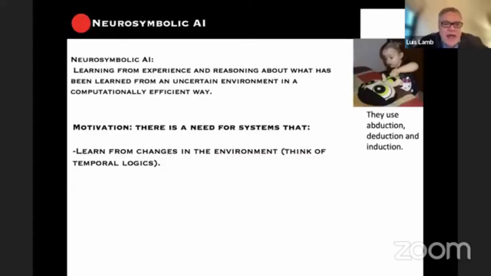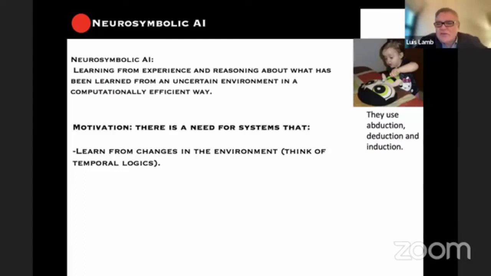And in Neurosymbolic AI, what we try to do is to find a midway, a way to combine these two schools. What we do is learn from experience, from the data we gather from the environment. We can imagine, for instance, a robot equipped with sensors that gathers visual information from the environment, and we combine this with the ability to reason about what was learned.